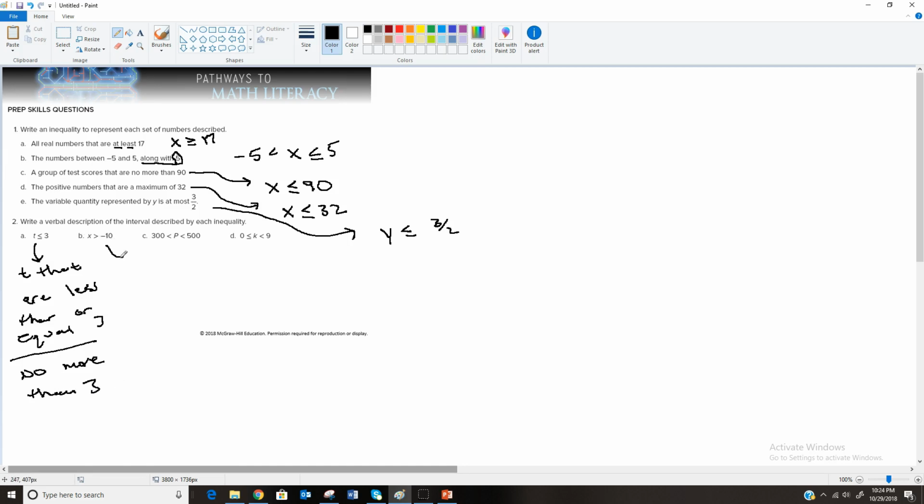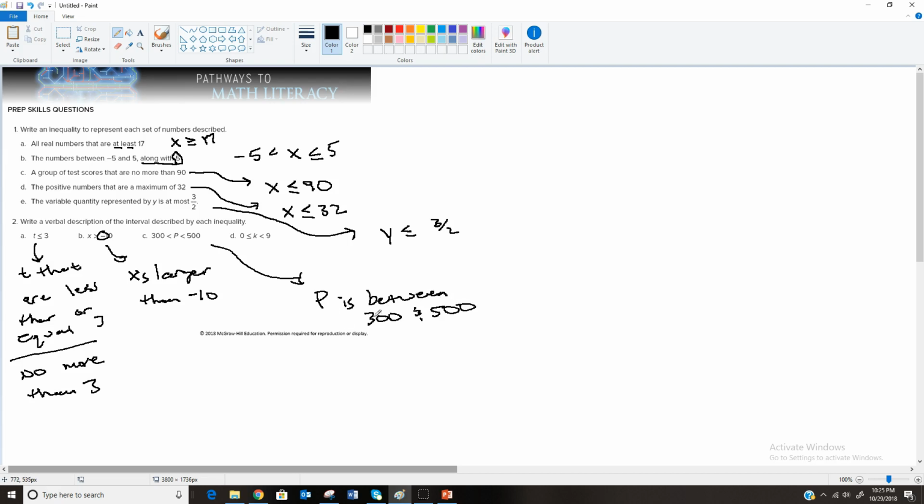X is greater than negative 10 means we want all the set of numbers, all the x's that are larger than 10. Sorry, negative 10. There's a negative on there. All right, in here we literally want P to be between 300 and 500, not including either end. We want them strictly between.